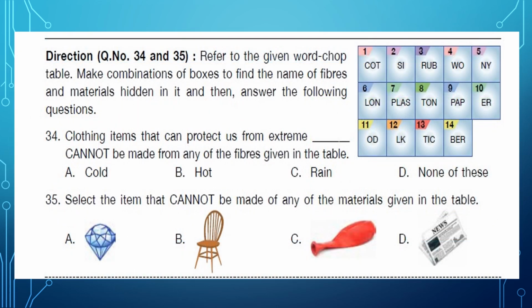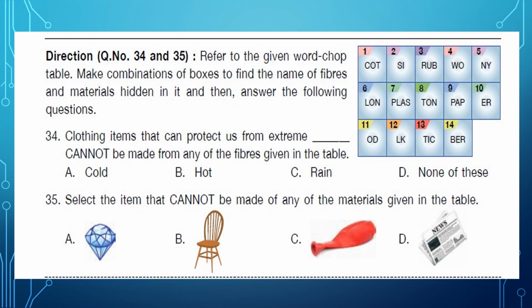Direction. Question number 34 and 35. Refer to the given word chop table. Make combinations of boxes to find the names of fibers and materials hidden in it and then answer the following questions. 34. Clothing items that can protect us from extreme dash cannot be made from any of the fibers given in the table. Option A cold, option B hot, option C rain, option D none of these.